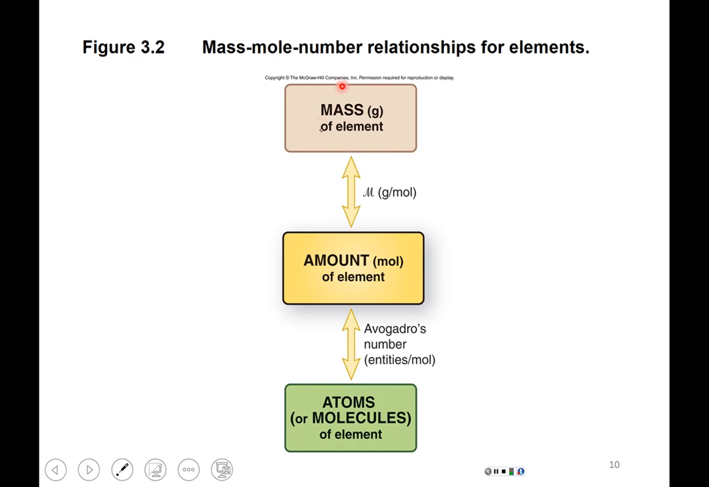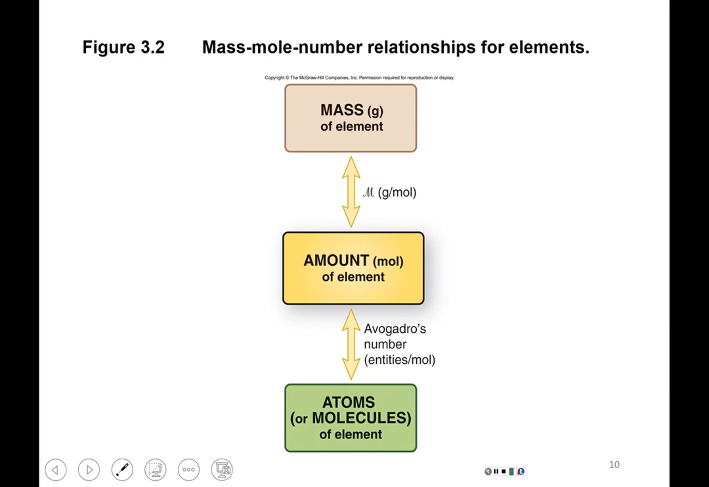So let's say we're given the mass of an element, and we want to find the amount of the element. So we want to go from the units of grams to the units of moles. That's when we use the molecular or atomic weight, what we more generally refer to as the molar mass, right? Since we're talking about elements, that would be atomic weight. So to get from mass in grams to moles, we would take the mass and divide it by the molecular weight to get moles.